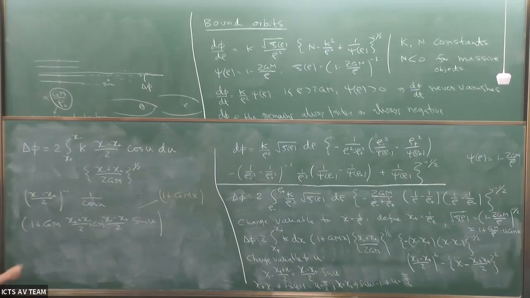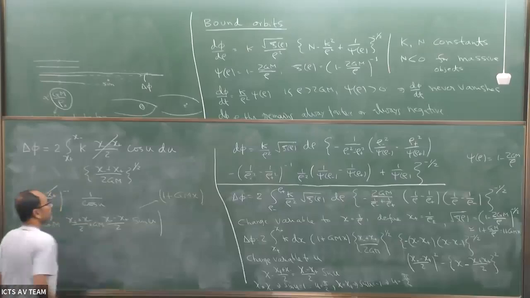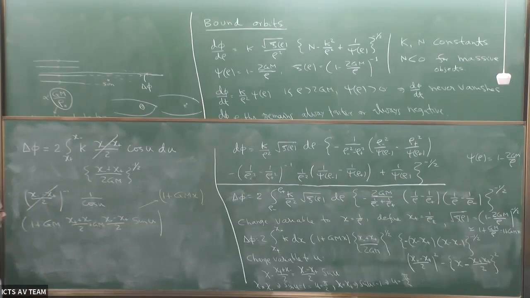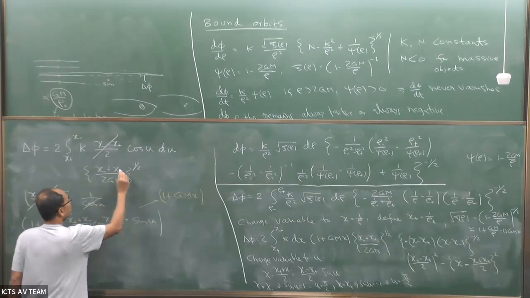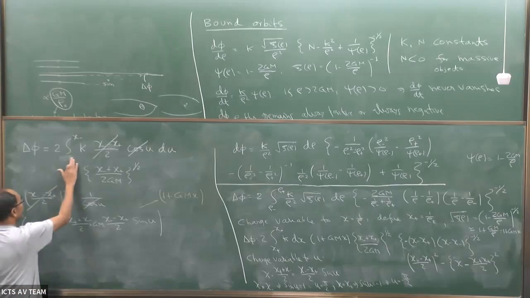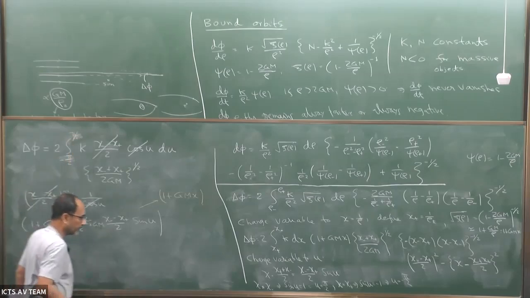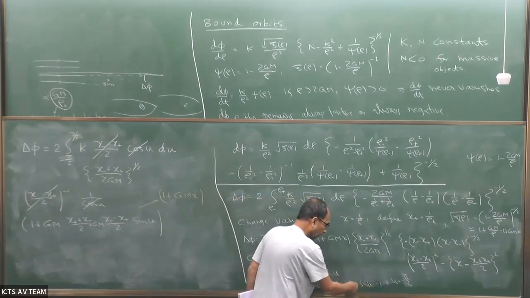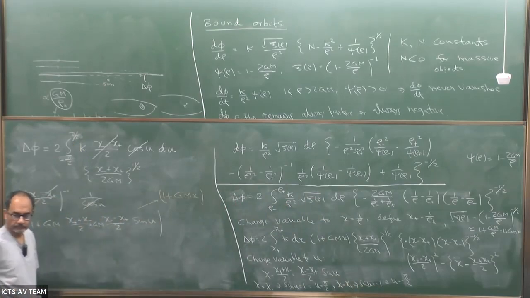So now you can see there are several cancellations. First of all, this one cancels. Cos u cancels. So the only u dependence is here. I should have changed the limits from minus pi by 2 to pi by 2. That's what we saw here, right? The limits become u equal to minus pi by 2 to pi by 2. Is it okay? Other questions?